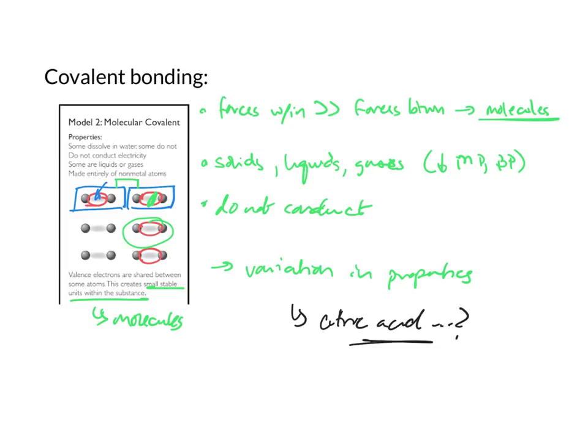So molecular compounds, or covalent bonding, form these things called molecules. They can be solids, liquids, or gases at room temperature. They don't conduct. Some of them dissolve, some of them do not. Lots of variation in properties here based on the structure of the molecule.